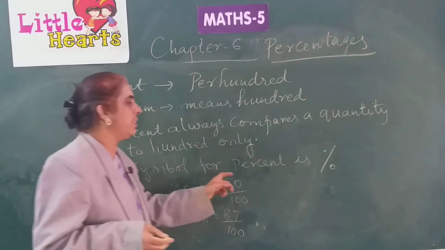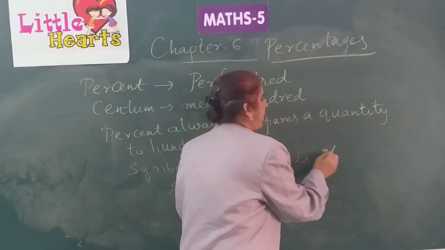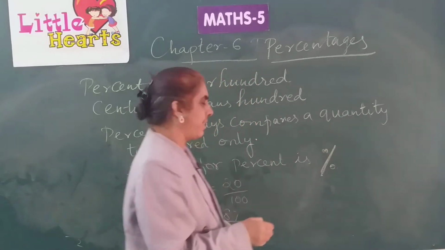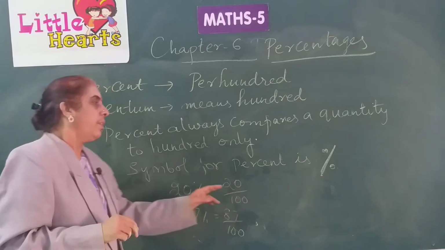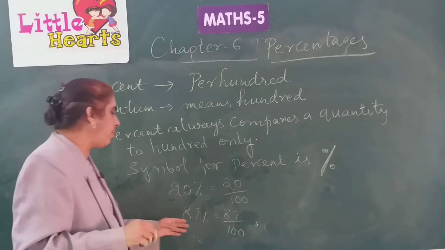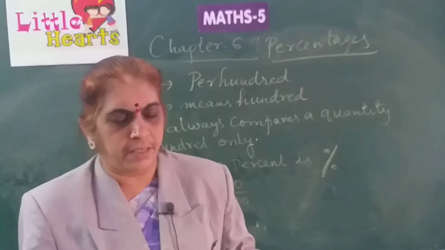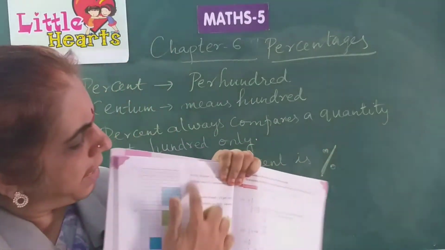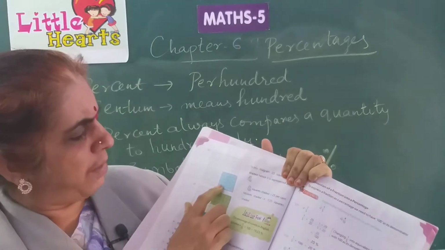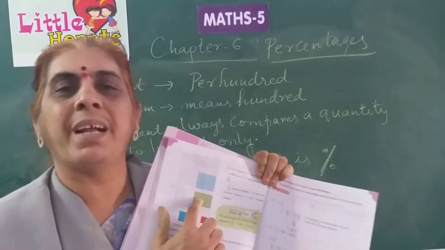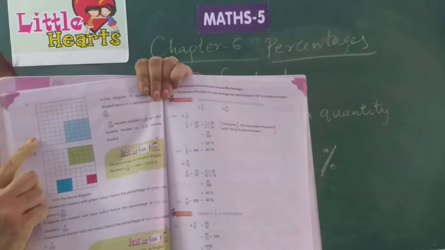The symbol for percent is a slash, a cross slash followed by circles above and below the slash. That is the symbol of percent. 20%, 20 by 100. You got 87%. That means out of 100 you have scored 87. I will show you in the picture here. See here, there is a 100 grid and 25 squares are colored in blue. So the percent of shaded part is 25%. Out of 100, 25 squares are shaded.